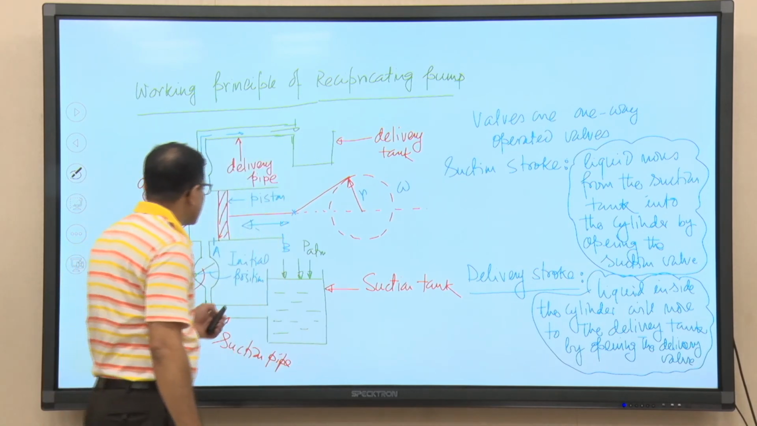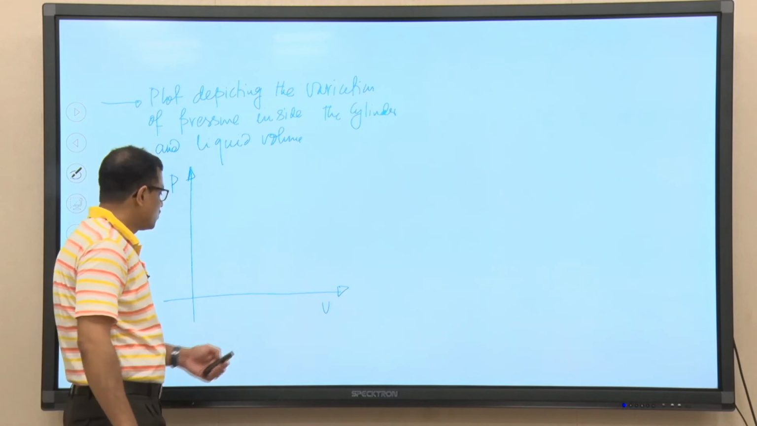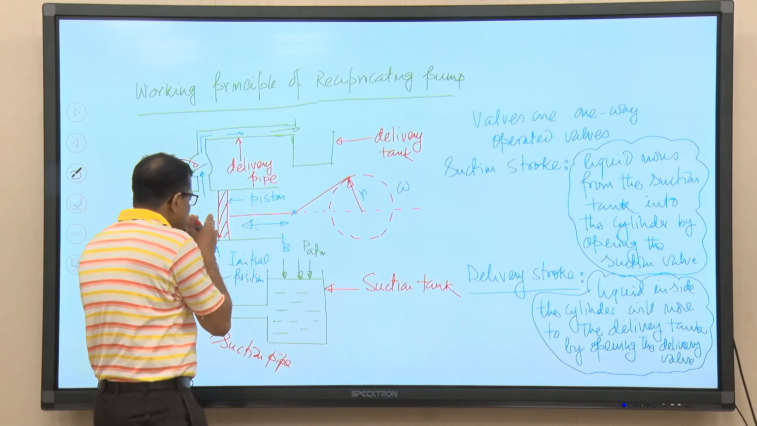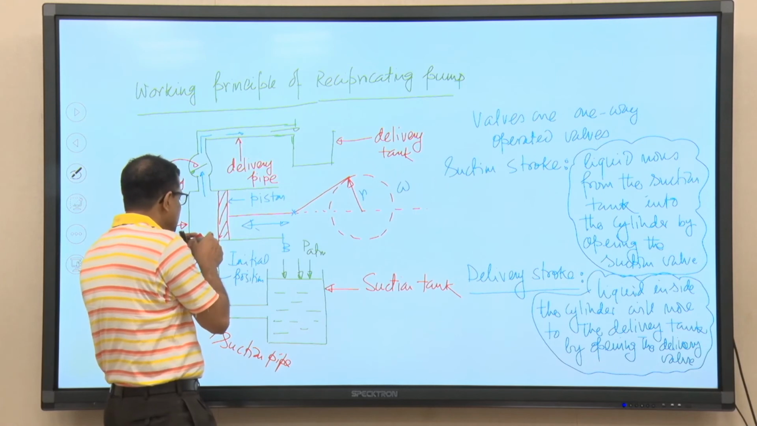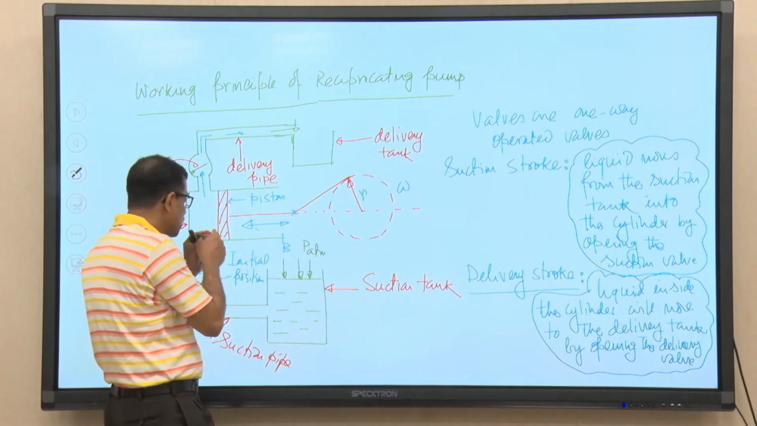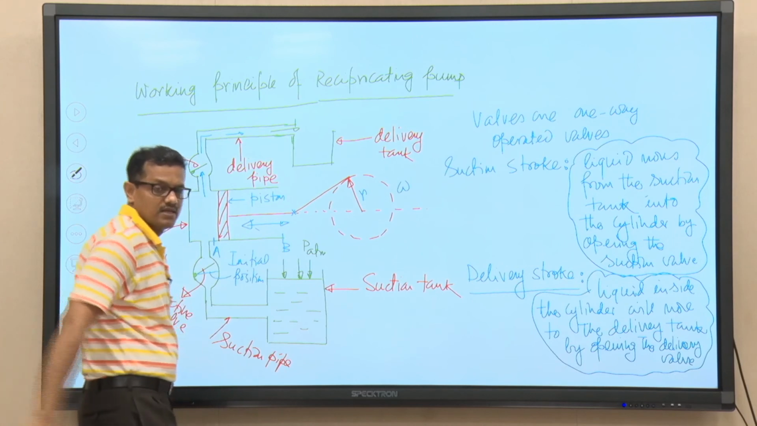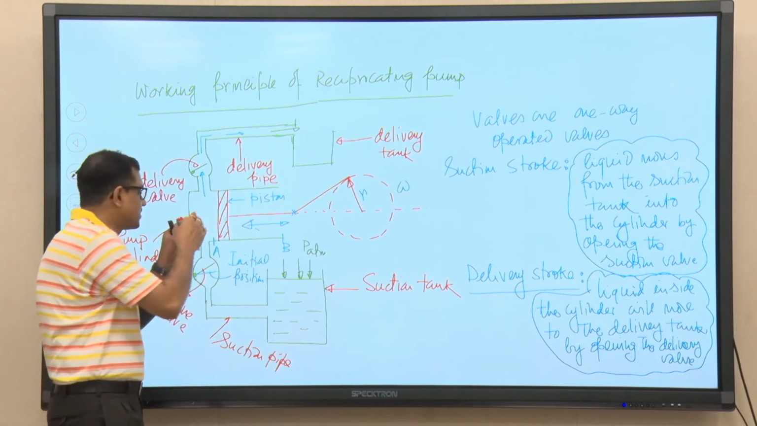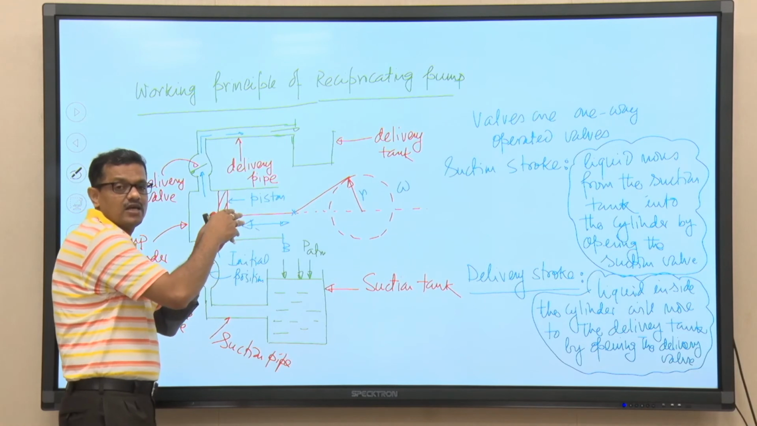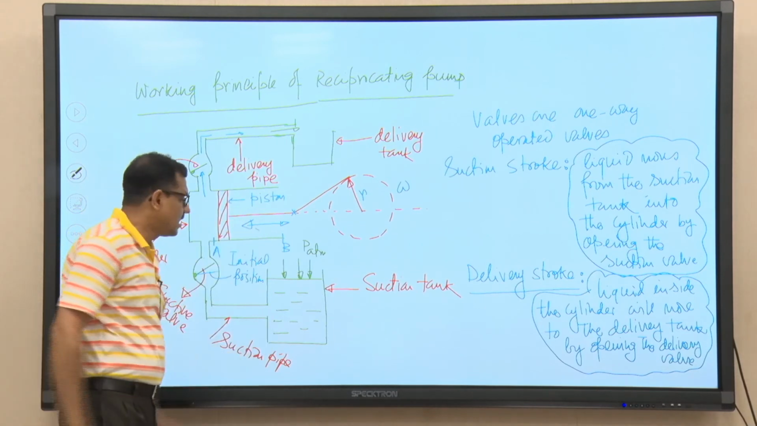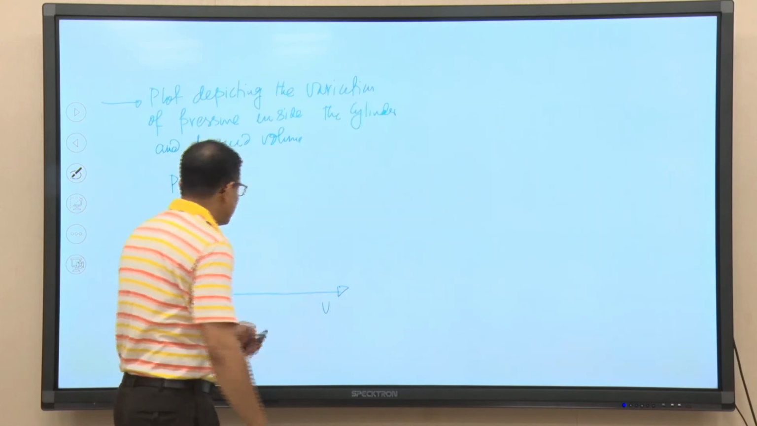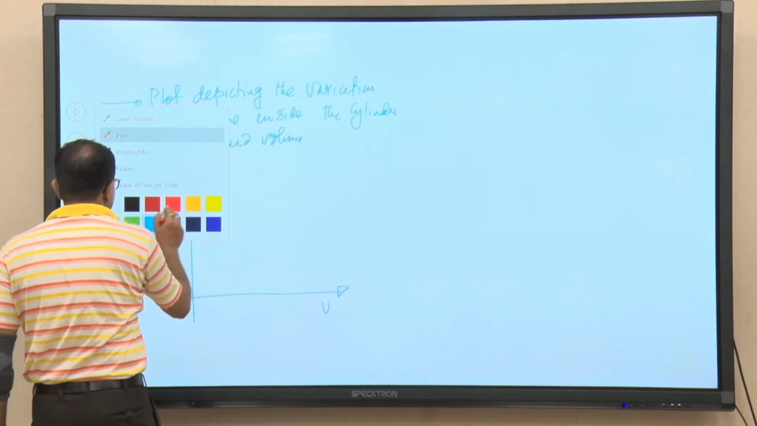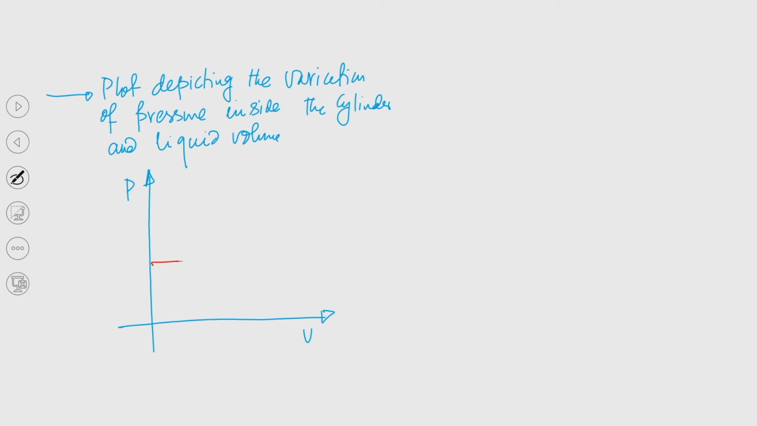So, now you try to understand the variation of pressure and volume. What we have seen is that when the piston starts its movement at the beginning of the suction stroke from point A towards point B, as we have discussed, the pressure inside the cylinder becomes less than the atmospheric pressure. So, if we say this is one line, that is the atmospheric pressure.